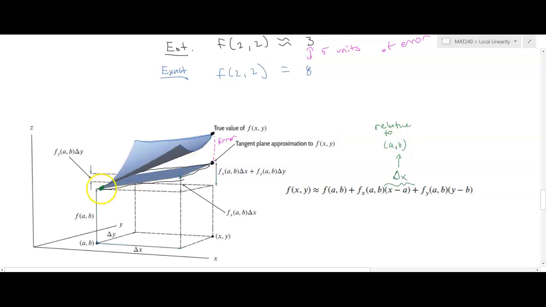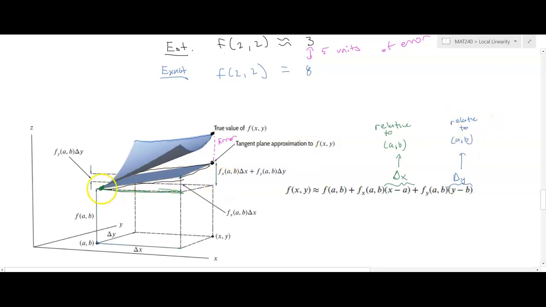So in other words, that's just how far away we are from this point A comma B. And that's going to be characterized by this distance right here. That's the change in x right there. That's how far we've moved in the x direction from the point A comma B. In a very similar sense, when we think about how far we are in the y direction, that's our change in y right there. And that again is just change in y relative to the point A comma B.